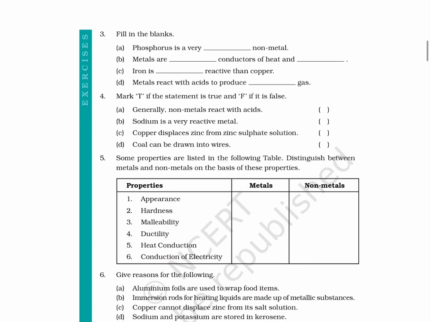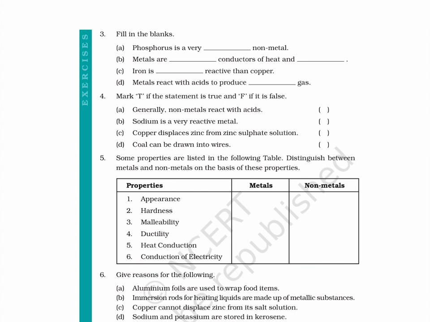Page 54. 3. Fill in the blanks. A. Phosphorus is a very blank non-metal. B. Metals are blank conductors of heat and blank. C. Iron is blank reactive than copper. D. Metals react with acids to produce blank gas. 4. Mark T if the statement is true and F if it is false.